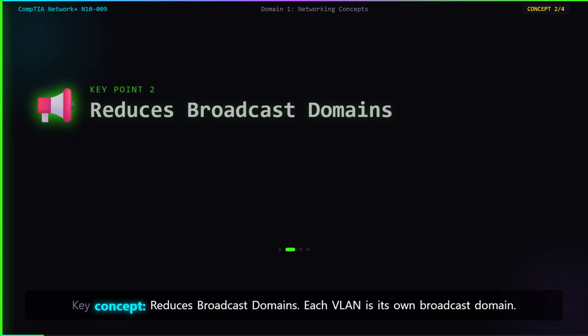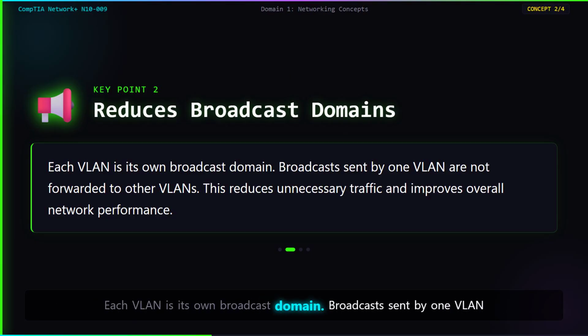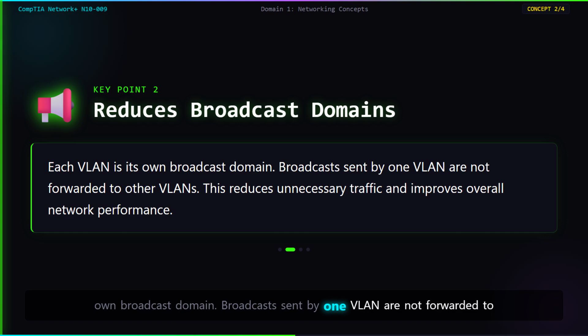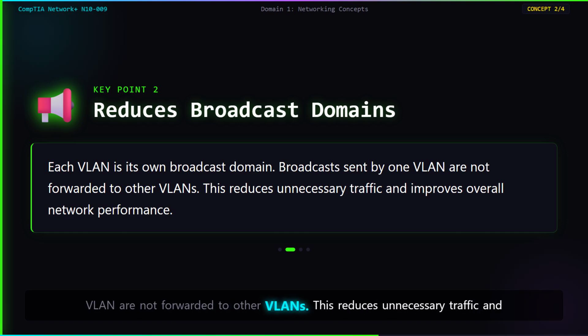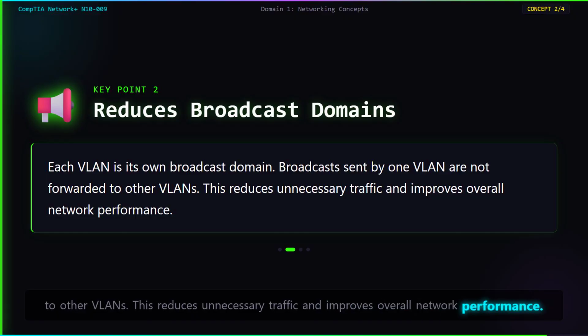Key concept: reduces broadcast domains. Each VLAN is its own broadcast domain. Broadcasts sent by one VLAN are not forwarded to other VLANs. This reduces unnecessary traffic and improves overall network performance.